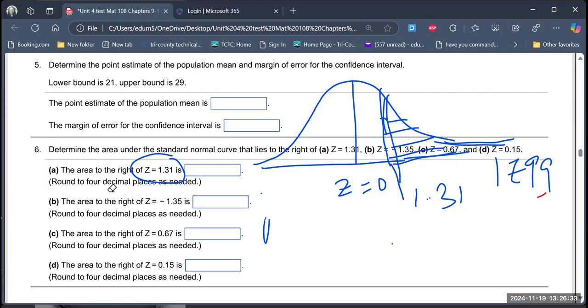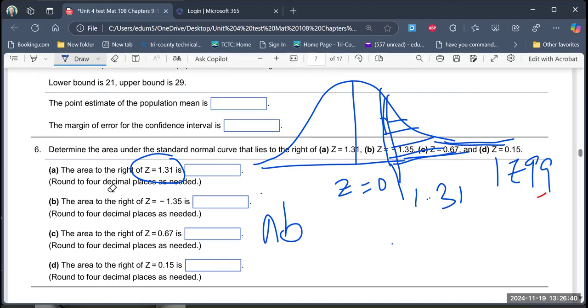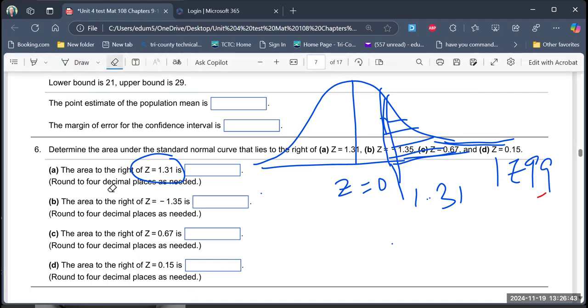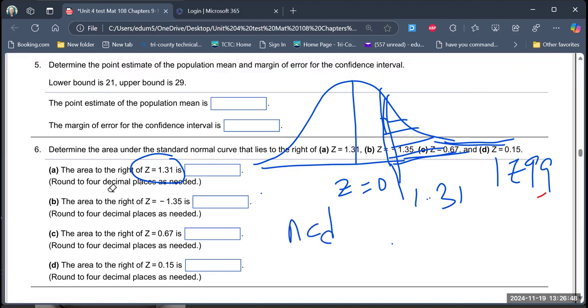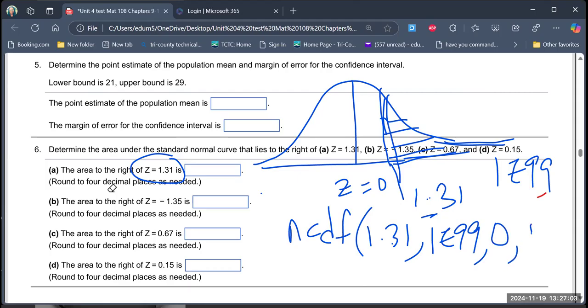Okay, so what do I do right now? I already know that the function is normal CDF. So I will go to my calculator, normal CDF. Lower bound is a number here, 1.31. Upper bound, positive infinity. The mean of a standard normal is 0. The standard deviation is 1. Because this question is area under the standard normal curve.